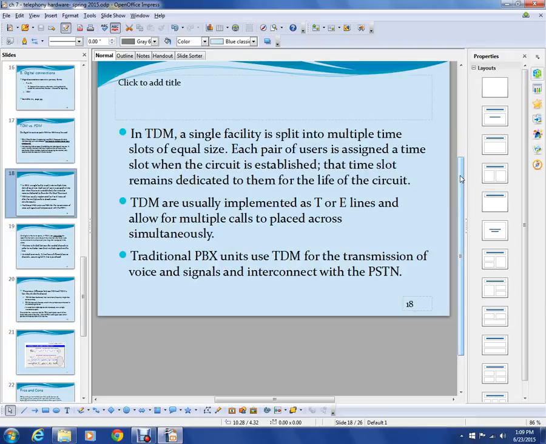In TDM, a single facility is split into multiple time slots of equal size. Each pair of users is assigned a time slot when the circuit is established. That time slot remains dedicated to them for the life of the circuit. TDM is usually implemented as T or E lines and allows multiple calls to be placed across simultaneously. Traditional PBX units use TDM for the transmission of voice and signal and interconnect with the PSTN.